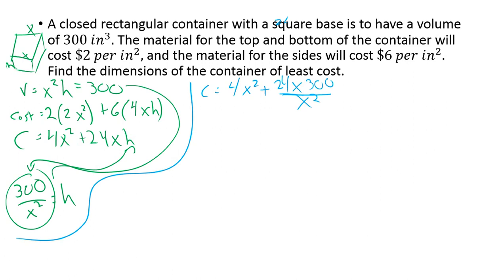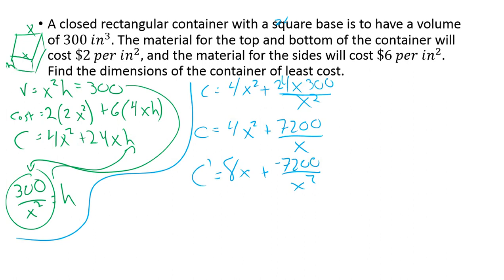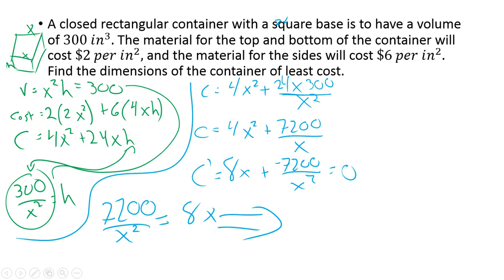Alright, so now when we simplify this, our cost is equal to 4x squared plus about 7,200 all over x. Take the derivative of it, gets us 8x plus negative 7,200 all over x squared is equal to c prime. Set it equal to 0, getting us 7,200 all over x squared is equal to 8x.